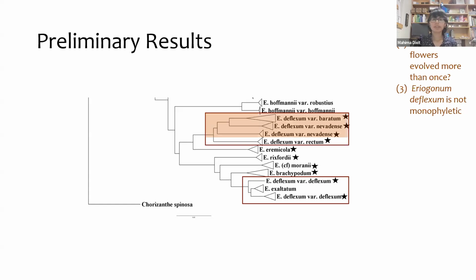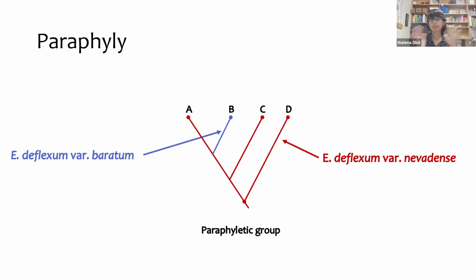The first thing I wanted to point out is this group here with variety baratum and variety nevadense. They are forming what is called a paraphyletic group. This is something that we looked at before, so taking it back to our model from beforehand, just to give us a visual. The paraphyletic group is how we have Eriogonum deflexum variety nevadense, but then you have variety baratum kind of nested in it.